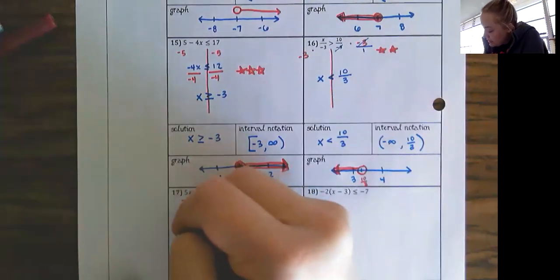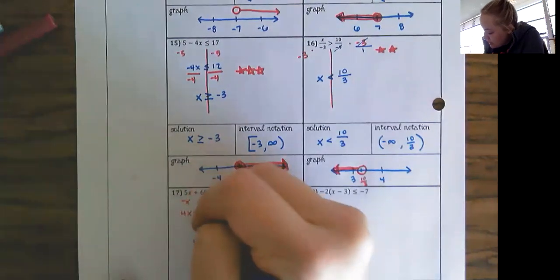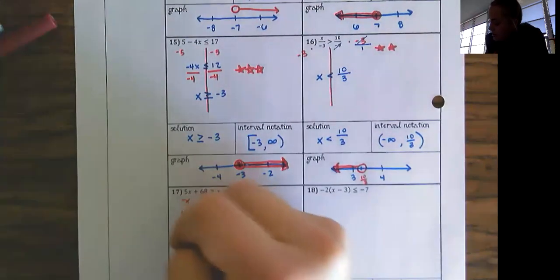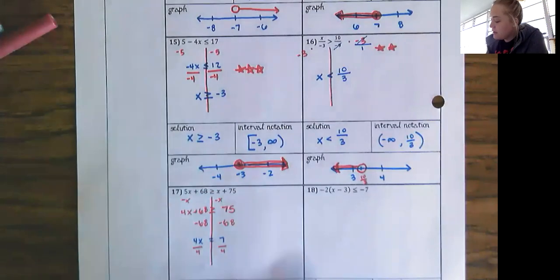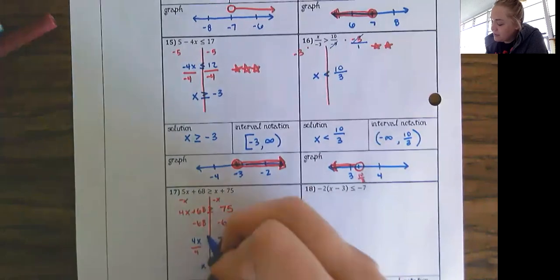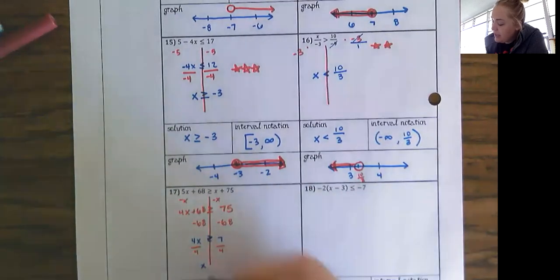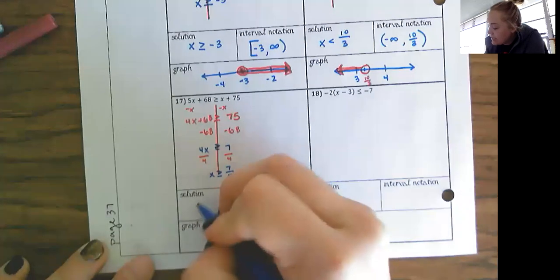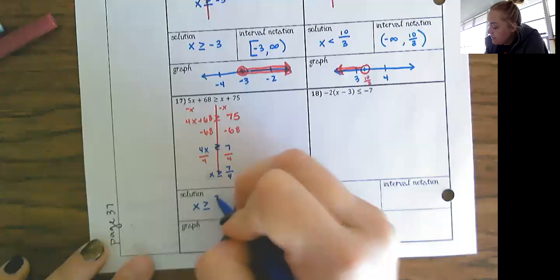So 4x is greater than or equal to 7. All right, last step, I can divide by 4. Divide by 4. X, oh boy, do you see how I made that an equal sign? That should be greater than or equal. So x is greater than or equal to 7/4. We didn't flip the symbol because we didn't multiply or divide by a negative number there. My solution, x is greater than or equal to 7/4.